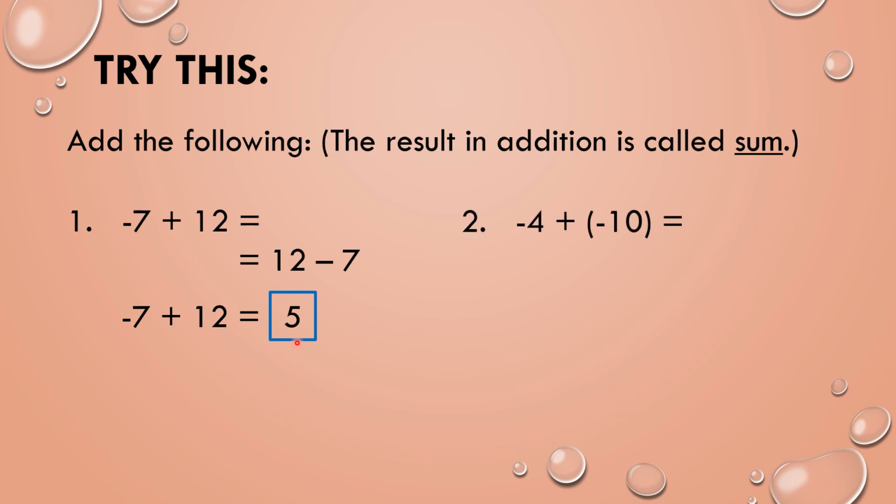Another example, negative 4 plus negative 10. Parehong negative ang dalawang number. Parehong utang. So ang gagawin natin, pagsasamahin natin yung dalawang utang. Since parehong negative, wala kayong pera dyan. So, negative 4 plus negative 10 is equal to negative 14. Pinagsama natin yung dalawang utang, so this will become 14, and then since parehong negative, copy the negative sign. So the answer is negative 14.